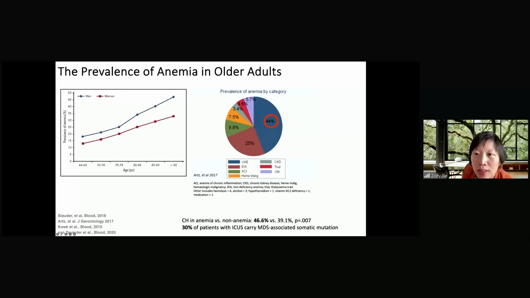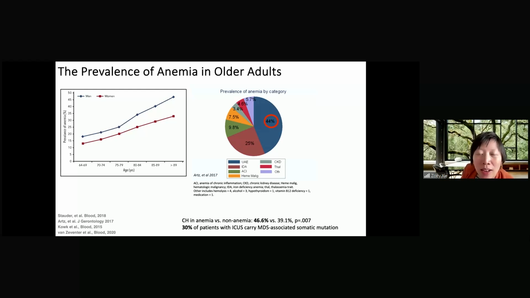Now NGS is widely available and no longer cost limiting in most settings, so it has been performed as part of the standard evaluation in the workup of patients with abnormal cell counts. In a subsequent study published in 2017, individuals with anemia were more likely to harbor somatic mutations, indicating clonal hematopoiesis, compared to matched control groups.